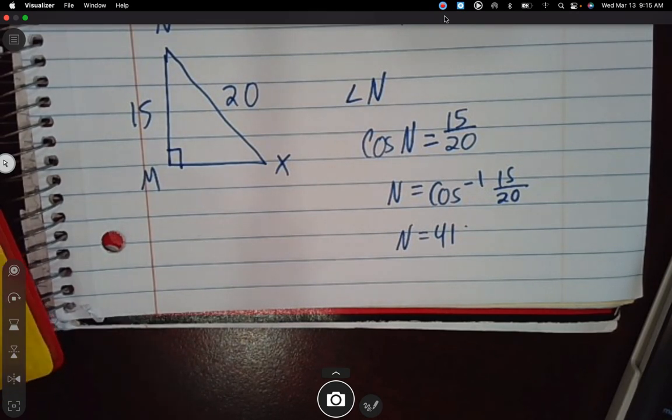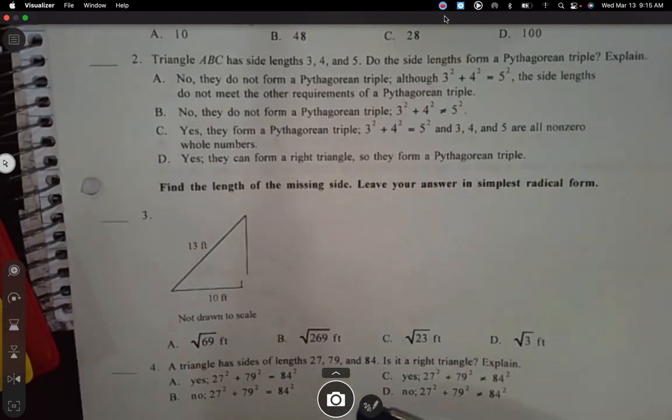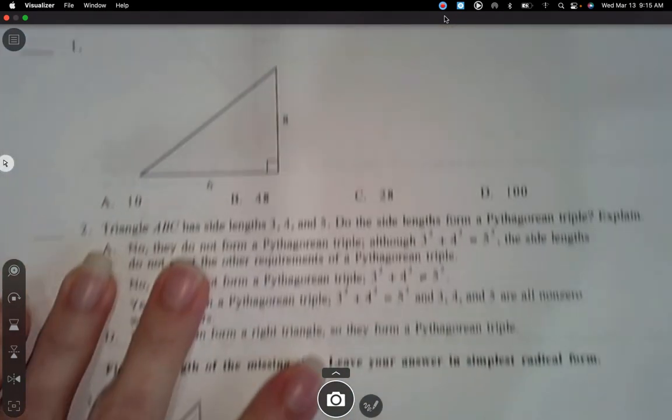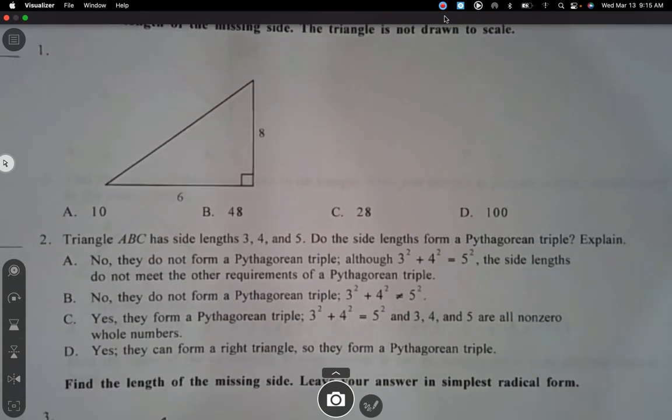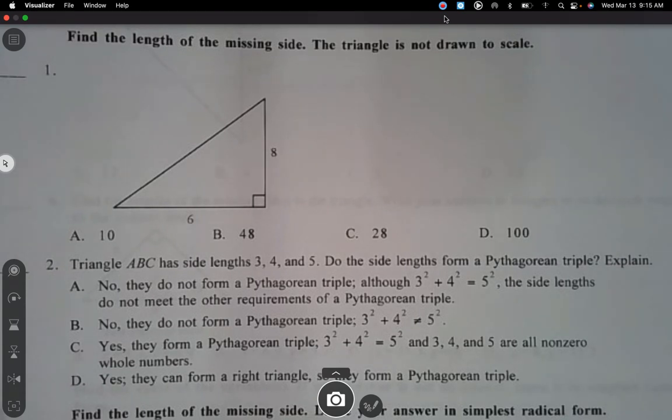Okay, here we go. Quiz review. Number 1. It says you know that the two sides of this triangle are 6 and 8. How do you find the hypotenuse? This goes back to the first lesson. We've done 3 lessons. Very good. It's a squared plus b squared equals c squared.